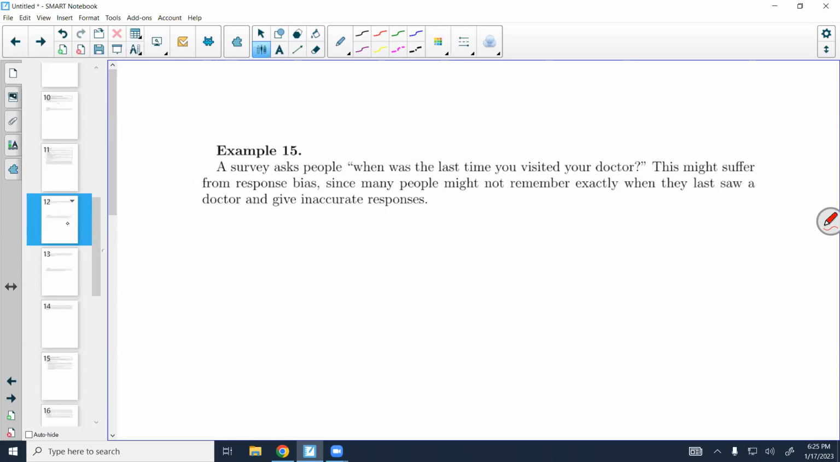The survey asks people, when was the last time you visited your doctor? This might suffer from response bias since many people might not remember exactly when they last saw a doctor and give inaccurate responses.